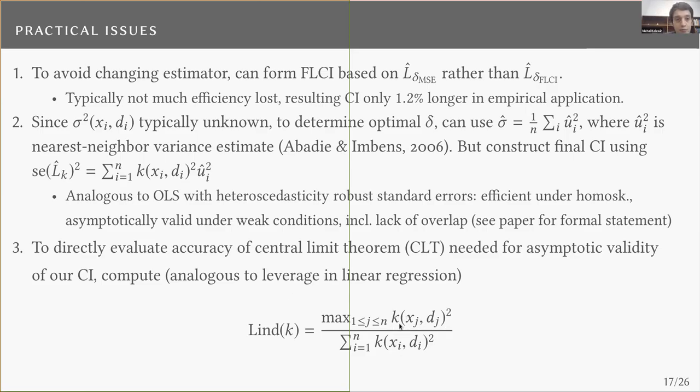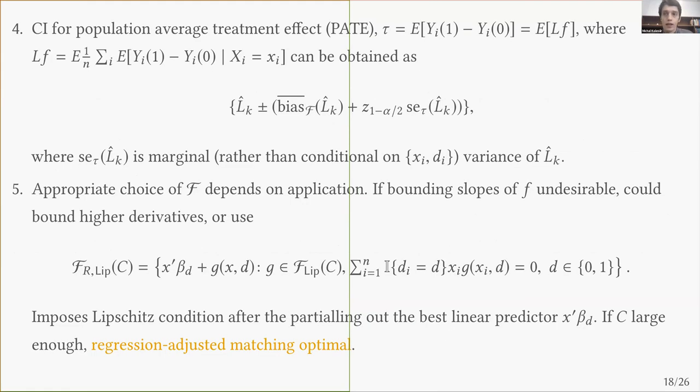For other estimators, these weights are not guaranteed to be small. So the other issue that may come up in practice is that the confidence intervals I've constructed here are for the conditional average treatment effect. You may be interested in the population average treatment effect that doesn't condition on the covariates. So it's possible to extend our method to cover this case as well.